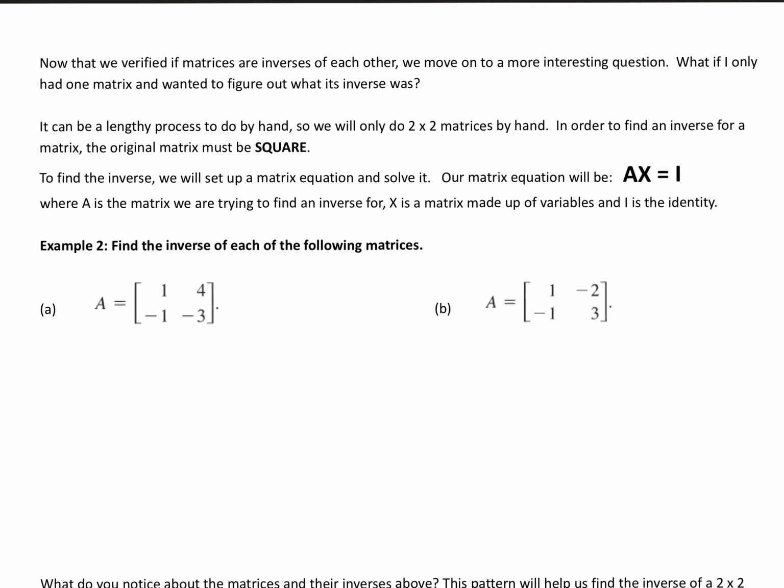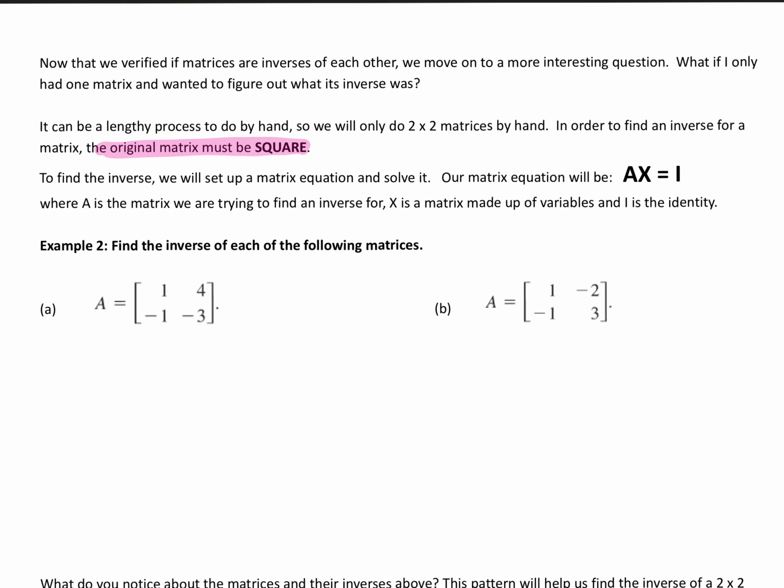But what if I just gave you one matrix and asked you to find the inverse? This can, like we said earlier, be pretty lengthy. So we're only going to do this with a 2 by 2 matrix because there's a pretty easy formula we can follow. But the key is, in order to find an inverse for a matrix, the original matrix must be square. That is really important. If the original matrix is not square, there is no inverse for it.